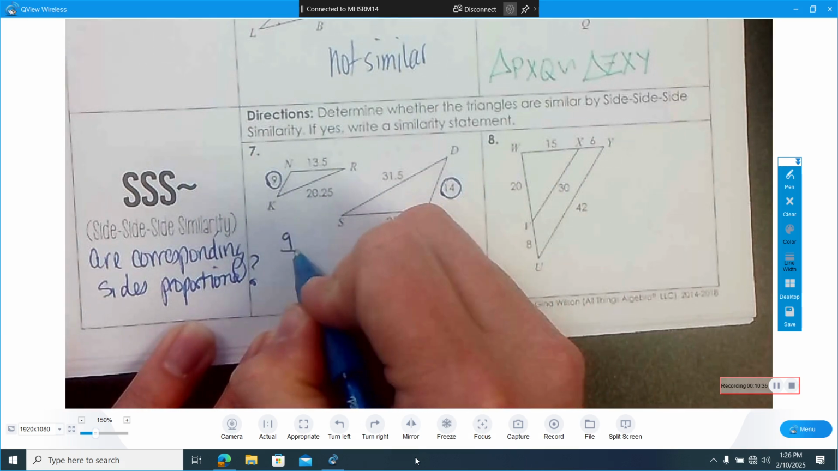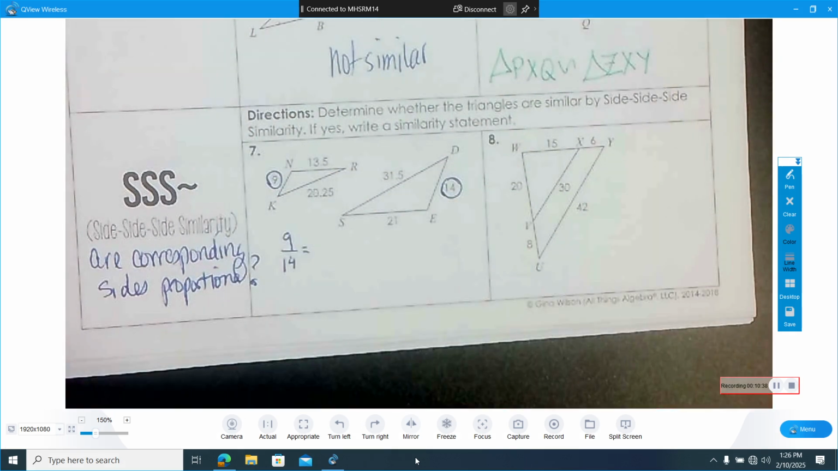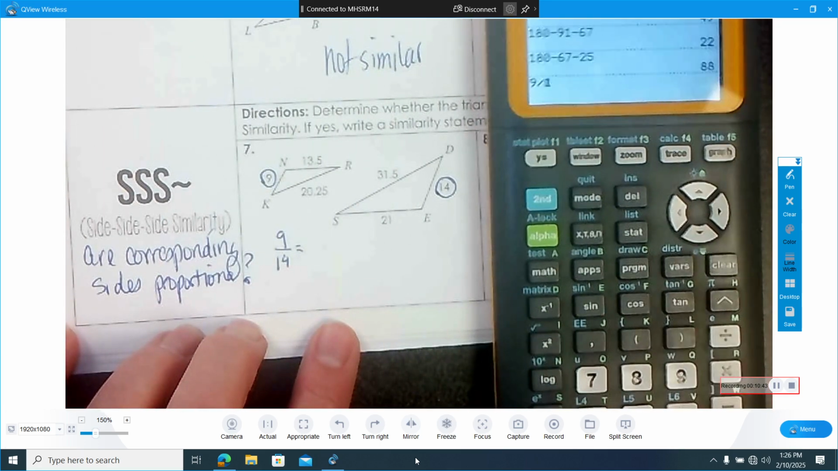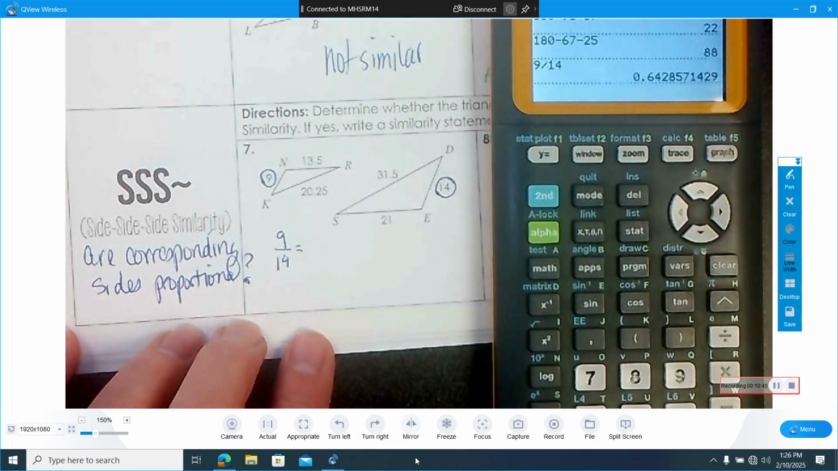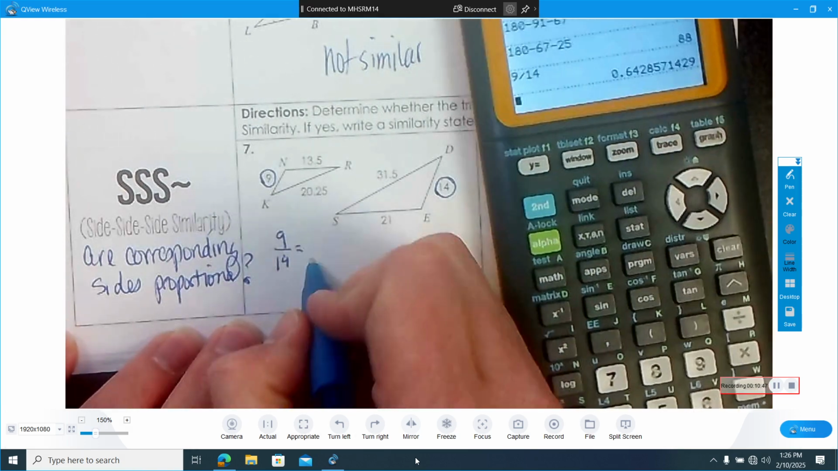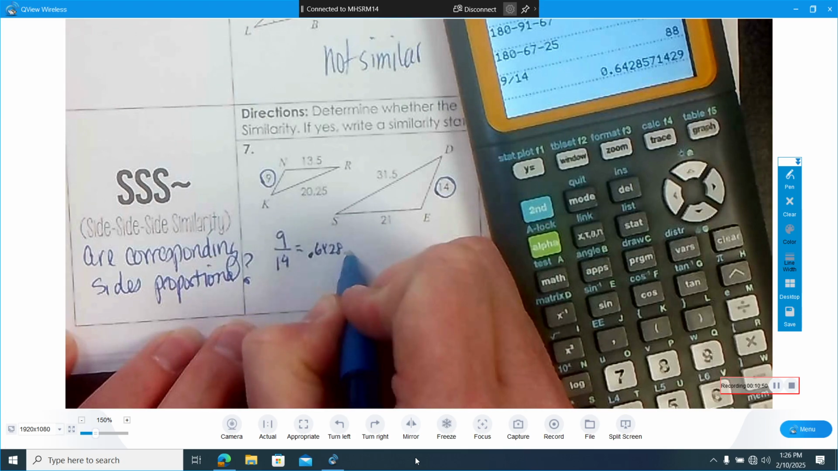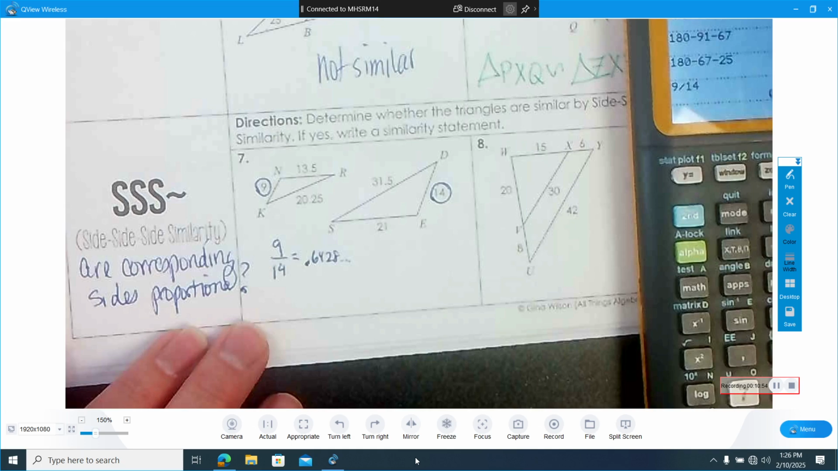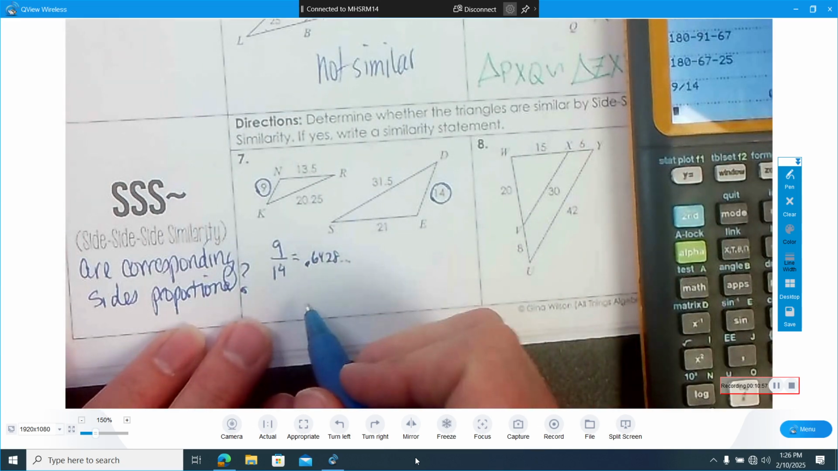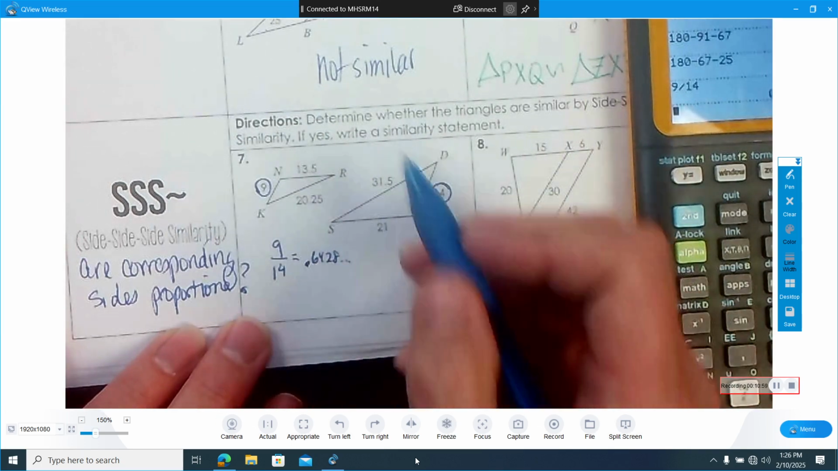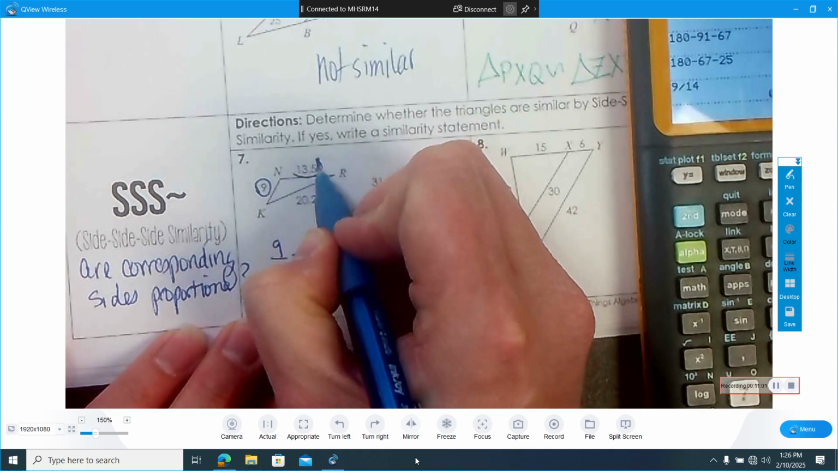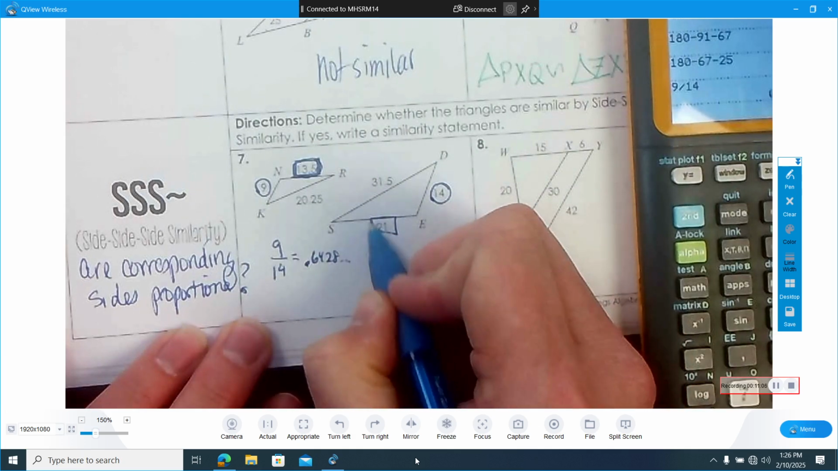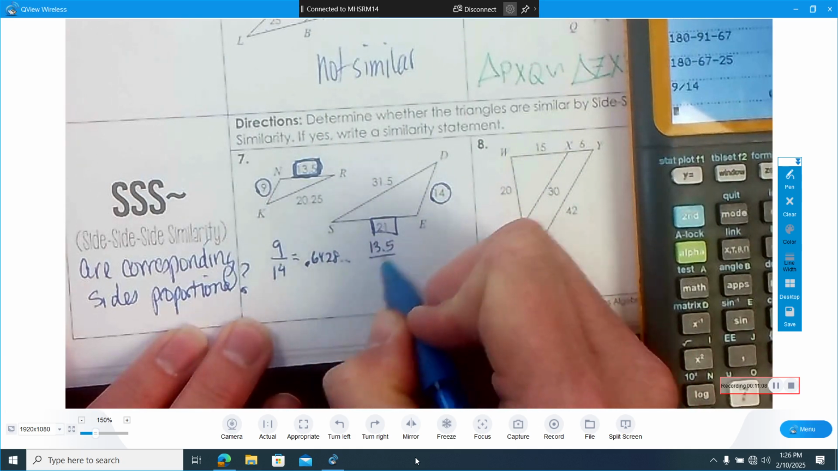So I'm going to compare 9 over 14. And this is kind of nice. We can use our trusty rusty calculators here. 9 over 14, and I get 0.6428. And I want to compare another pair of sides. What's another pair of sides I can compare? NR, so this is now our second smallest side. NR and SE. So 13.5 over 21.